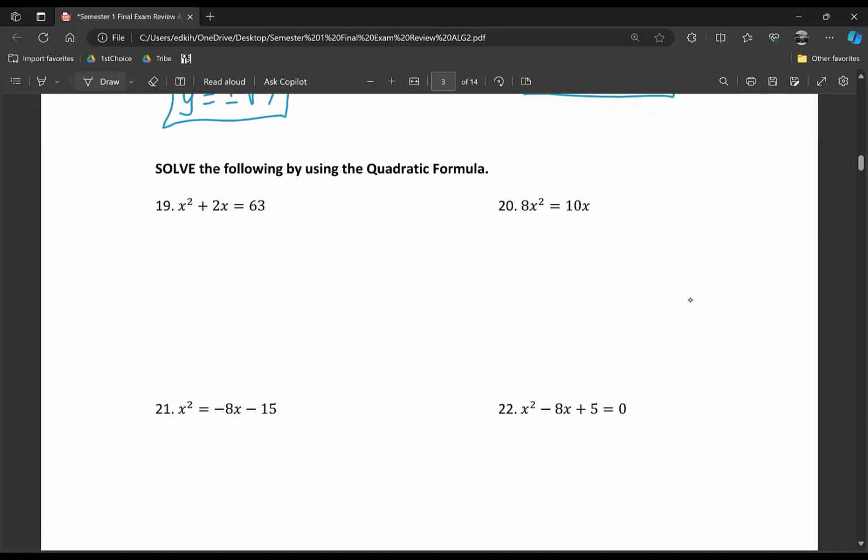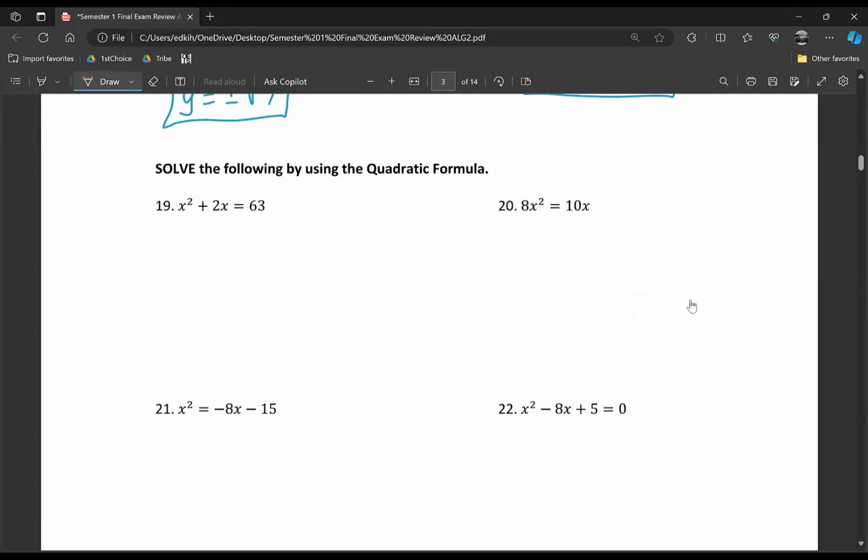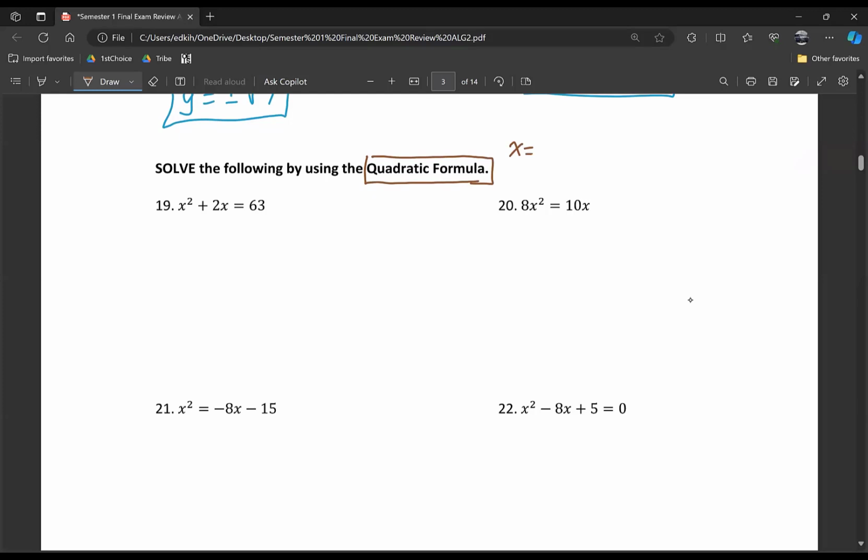All right. Next question here is, let's see. Solve using the quadratic formula. So this guy here, the quadratic formula is x equals negative b plus or minus the square root of b squared minus 4ac, all of this divided by 2a. So before you start solving, you set the equation equal to 0. Every equation that's not already equal to 0, set it equal to 0. So here, let's start off by subtracting 63 from both sides.